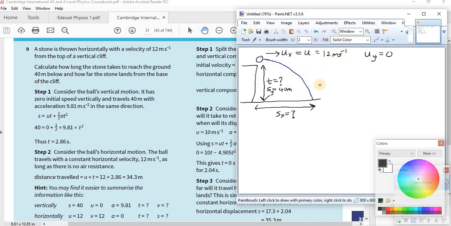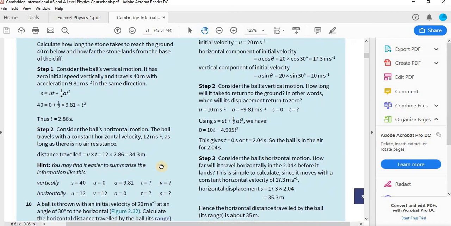So what we can use is, again, s equals ut plus half a t squared in the horizontal direction, but since there is no acceleration in the horizontal direction, this term becomes 0. So we get s equals ut, sx equals ux t. Then ux is 12 and the time is the same, 2.86, and then we get 34.3 meters. So sx is 34.3.